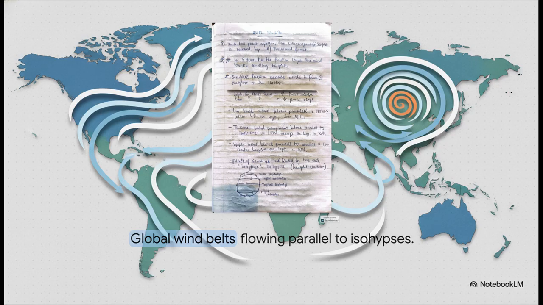Up at the top, you've got the polar easterlies, then the upper westerlies, pushing across the mid-latitudes, and the tropical easterlies circling the equator. These winds actually flow parallel to lines of constant pressure height, which meteorologists call isopsies, and they're in this constant tug-of-war, perfectly balancing the pressure gradient force with the Coriolis force from the Earth's spinning. It's like a giant invisible engine.